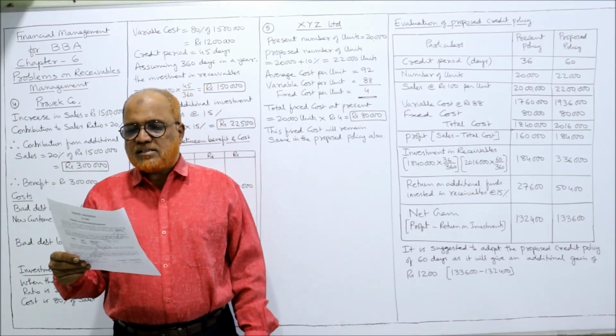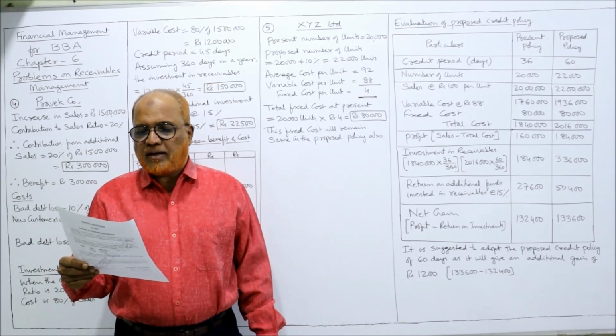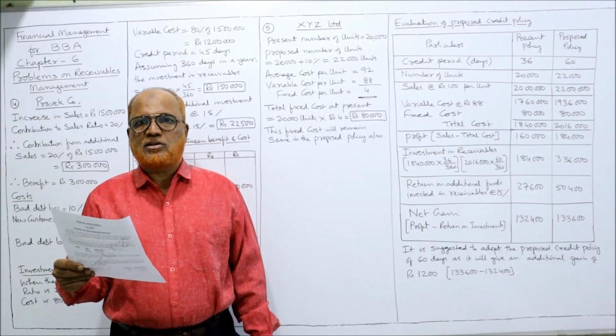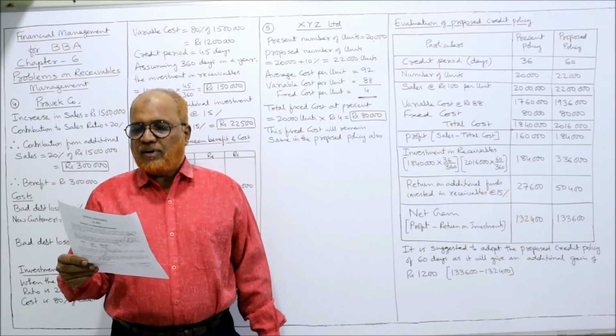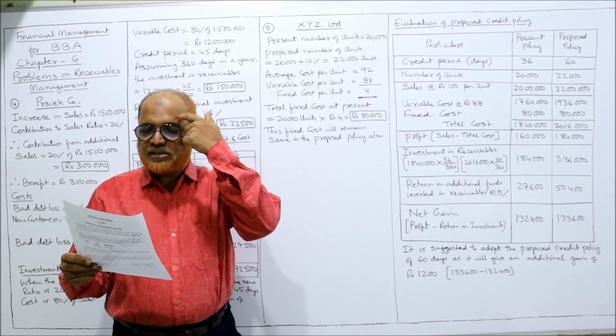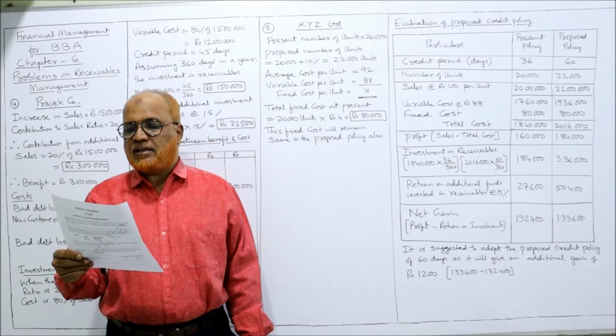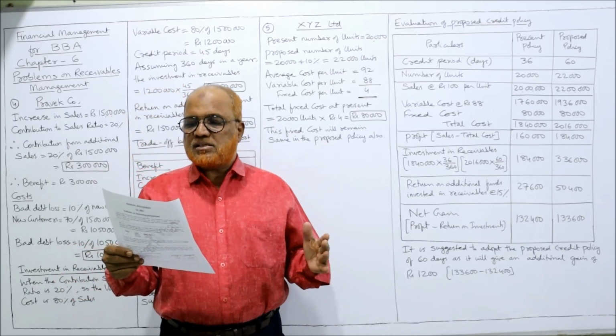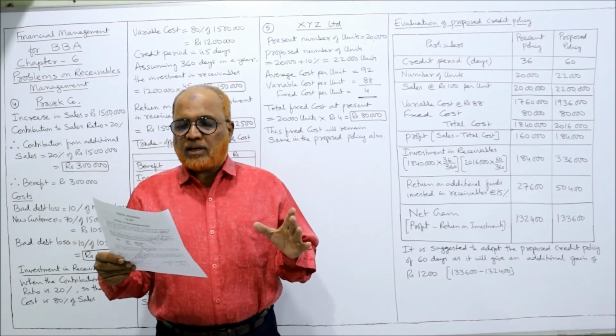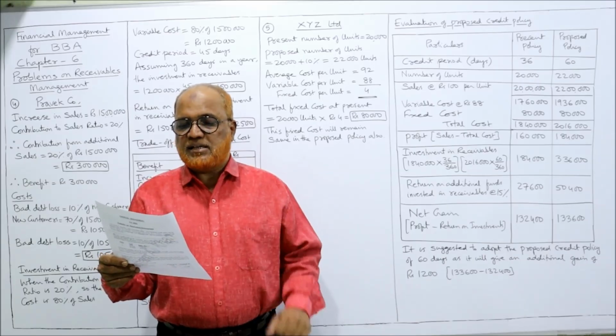So it presently sells 20,000 units at a price of 100 rupees per unit. Presently, the variable cost per unit is 88 rupees and the average cost per unit at the current sales volume is 92. All the sales are on credit. The average collection period being 36 days.